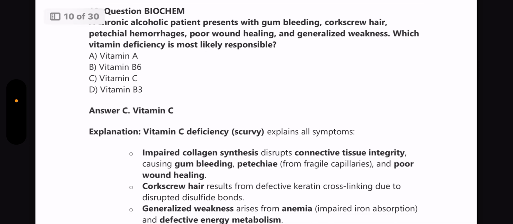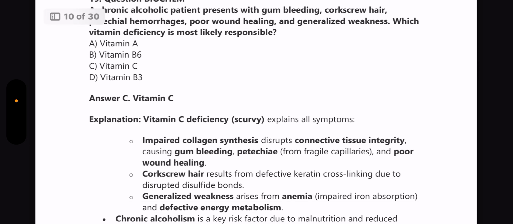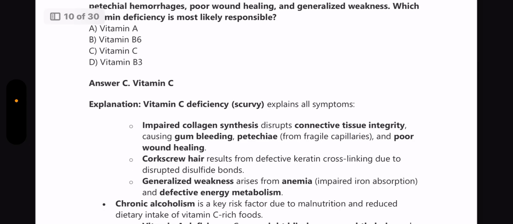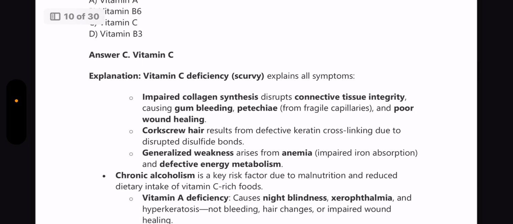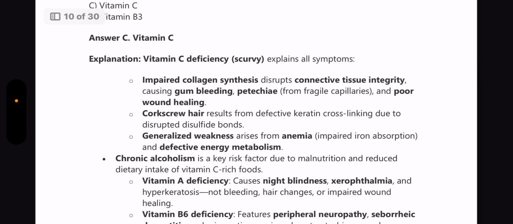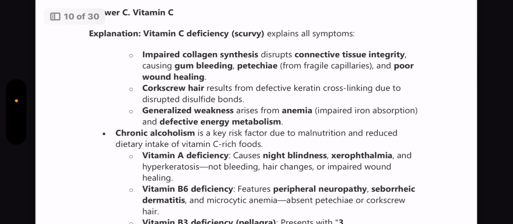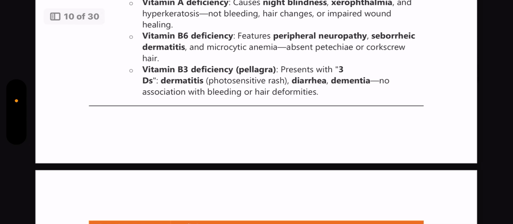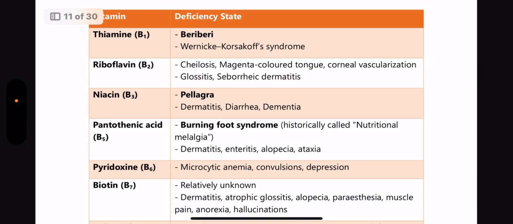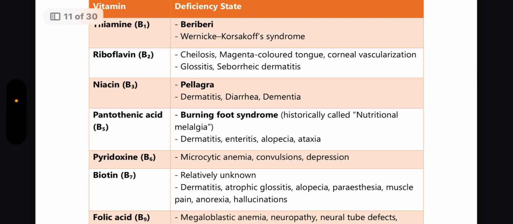Impaired collagen synthesis disrupts the connective tissue integrity, causing gum bleeding, petechiae, and poor wound healing. Corkscrew hair results from defective keratin cross-linking because of the disrupted disulfide bonds, and generalized weakness arises from the anemia and defective energy metabolism. Chronic alcoholism is a key risk factor because of the malnutrition and the reduced dietary intake of vitamin C rich foods. So this is a small table which provides a brief idea about the vitamins and their deficiency states.